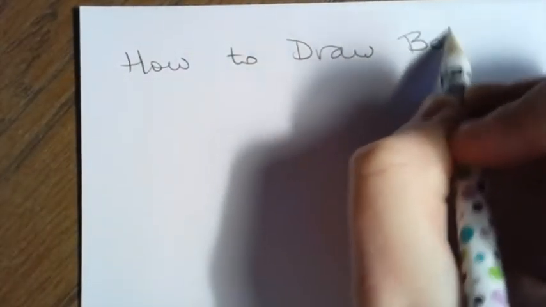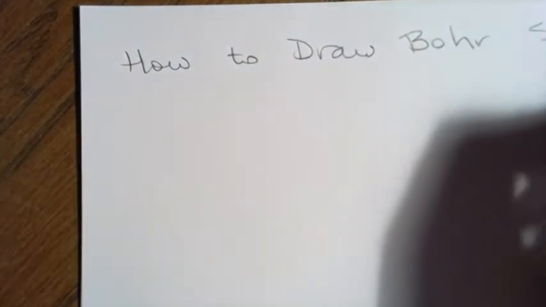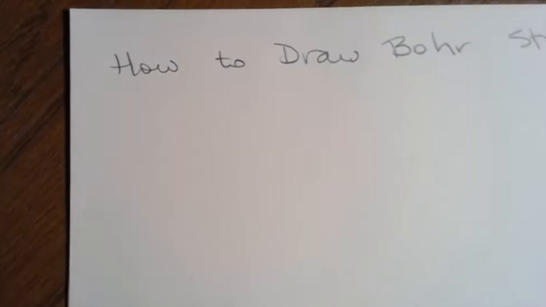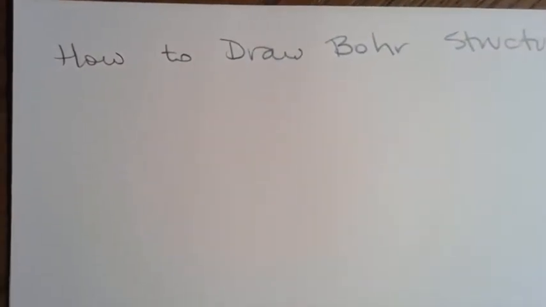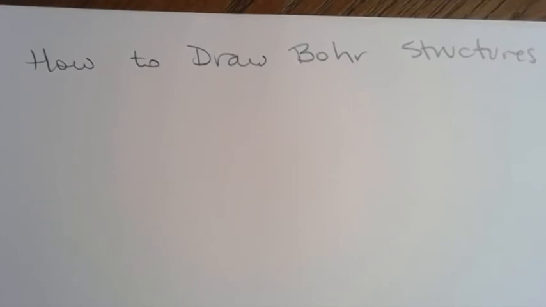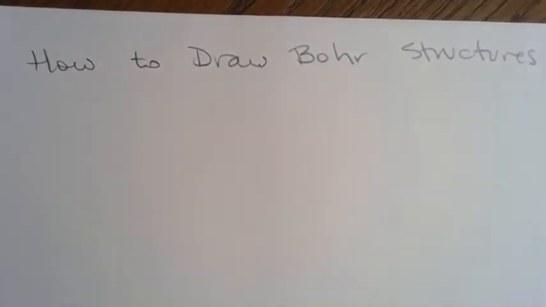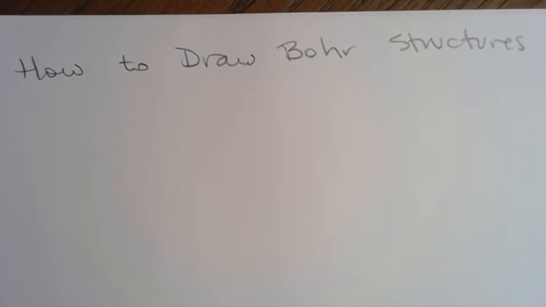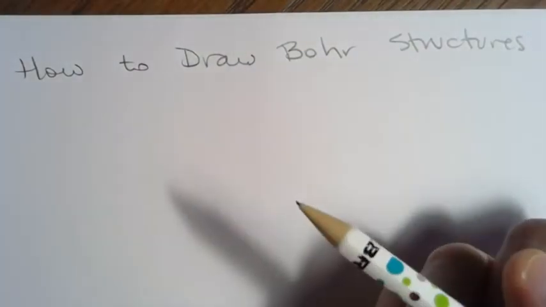Okay, let's do it. Let's give yourself a title. The title for today is how to draw Bohr structures. For now, we'll figure out two types of structures. We're going to do Bohr structures today and Lewis structures tomorrow. These are both people's names. Bohr was a person, Lewis was also a person.